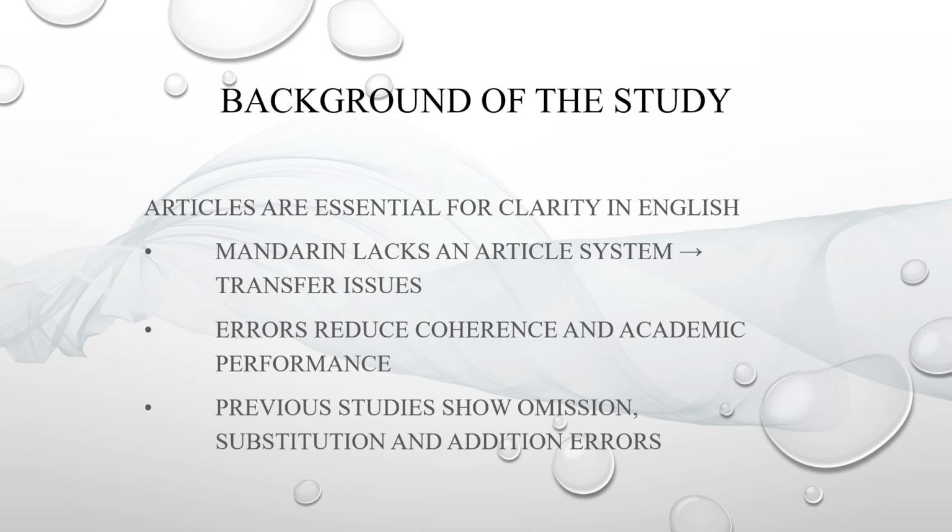Previous studies across Arabic, Turkish, and Chinese learners consistently highlight article misuse as a persistent challenge. This study builds on this body of work by focusing specifically on Chinese undergraduates at IIUM, situating their struggles within both linguistic and pedagogical contexts.